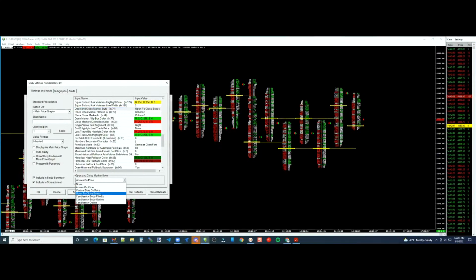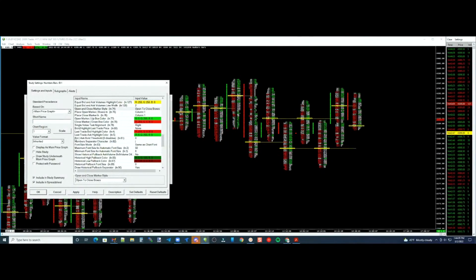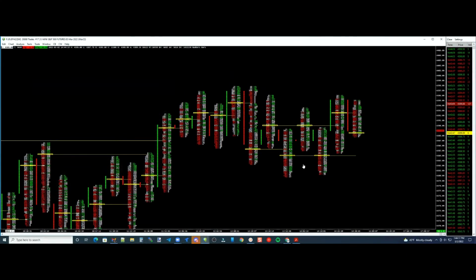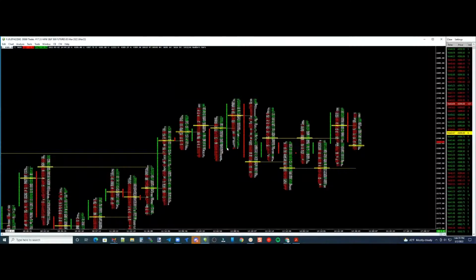Okay. So we're going to do, what do I have it set as over here? Open to close boxes. So look, what a lot of people think is, well, if I use a footprint, I'm going to lose the candlestick. No, not true at all. You can see that this is an up candle. It started right here and it ended right here. You can see that this was a red candle. It started right here and it ended right here.